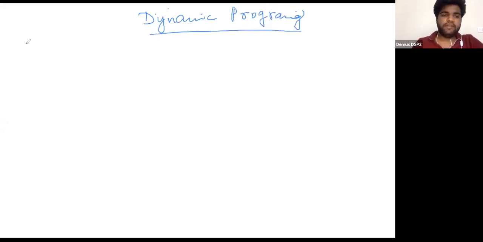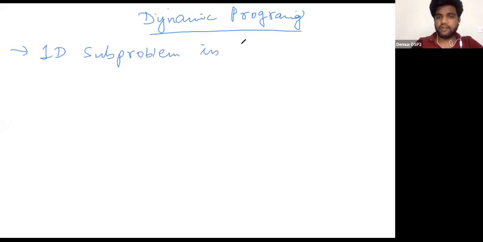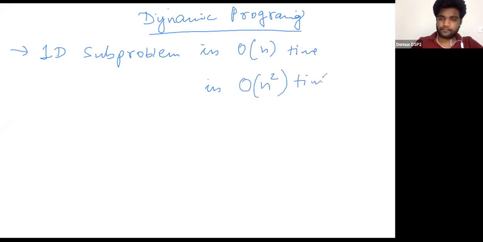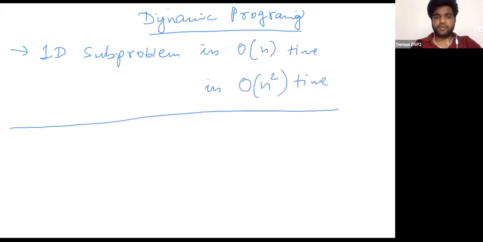Today, basically, we will look at 1D subproblems. So these are basically 1D subproblems which can be solved in order n time. And if time permits, we will look at 1D subproblems which can be solved in order n square time. So that's basically the agenda for today. Most of this we hope to cover, and some parts of this is what we will be covering by the end of this lecture.